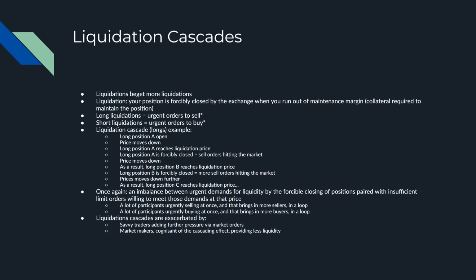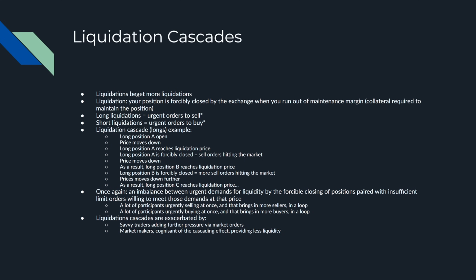Just like shorts closing become orders to buy and longs closing become orders to sell, long liquidations become urgent orders to sell, because those are longs closing, and short liquidations become urgent orders to buy, because those are shorts closing. So the very simple loop that is created in a cascading liquidation environment is the following. Long position A is open, price moves down, and long position A reaches its liquidation price. As a result, long position A is forcibly closed, and longs closing means sell orders hitting the market. And sell orders hitting the market moves price down. As a result, long position B reaches liquidation price, and long position B is forcibly closed. That means more sell orders hitting the market, price moves down lower, and then long position C reaches liquidation price. Hopefully you see the pattern there.